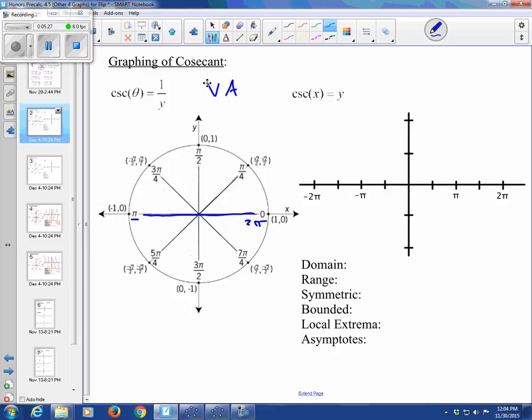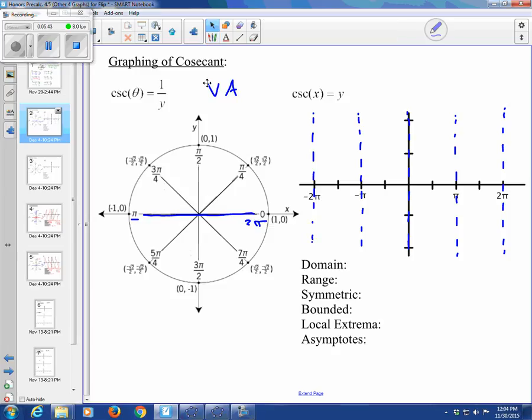So basically what we're going to see for the graph of cosecant x equals y is vertical asymptotes at integer increments of pi, because those are the rotations that land us onto the x-axis, giving us a y value of 0. Now, what we're going to do from here is talk about what one period or one full rotation of the cosecant ratio is going to look like as the function cosecant of x.